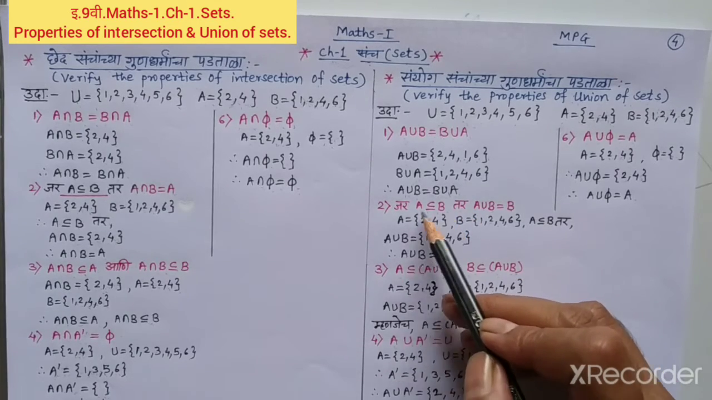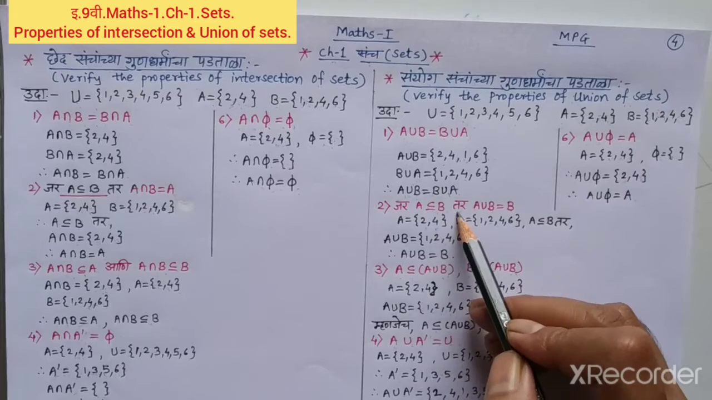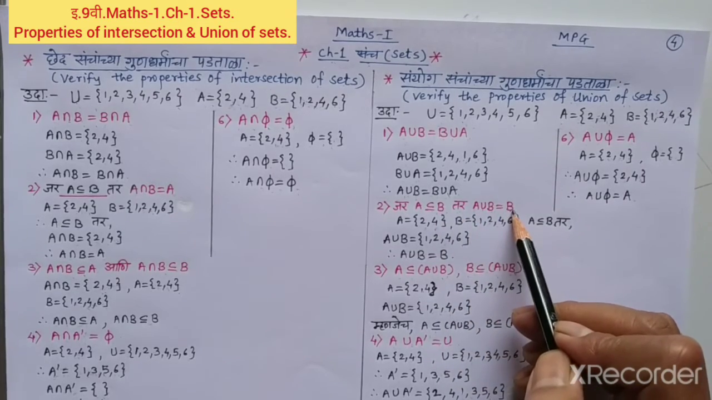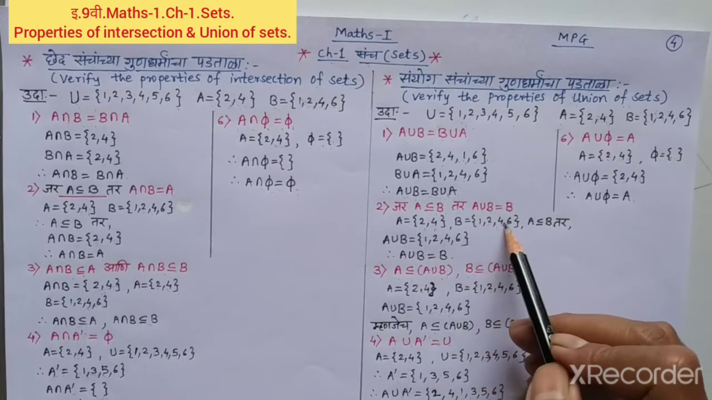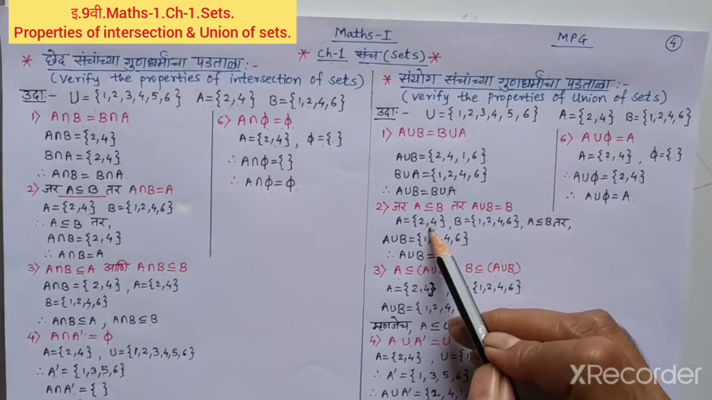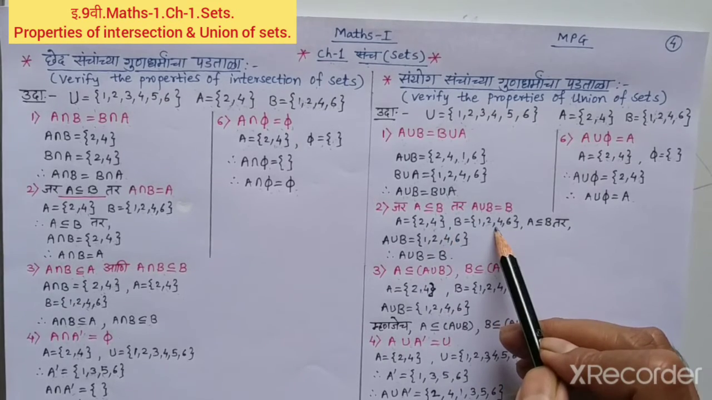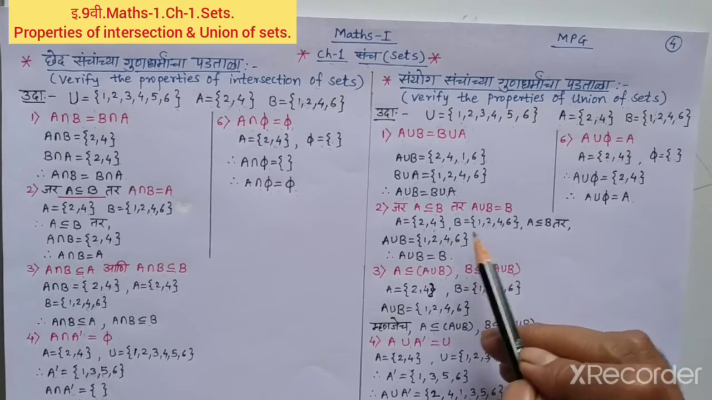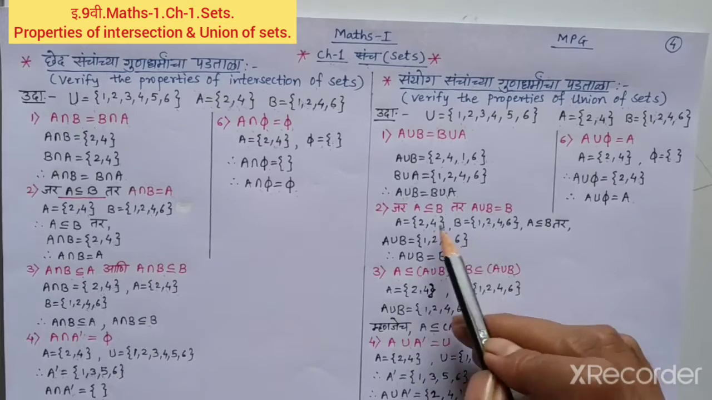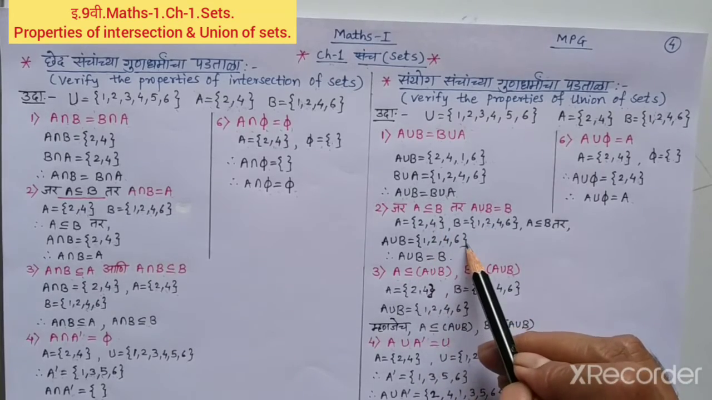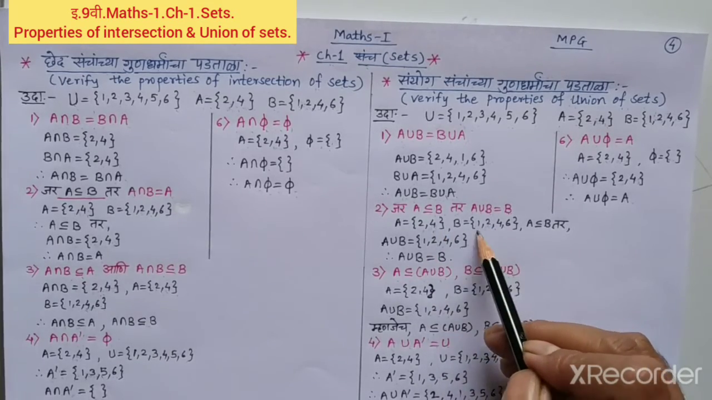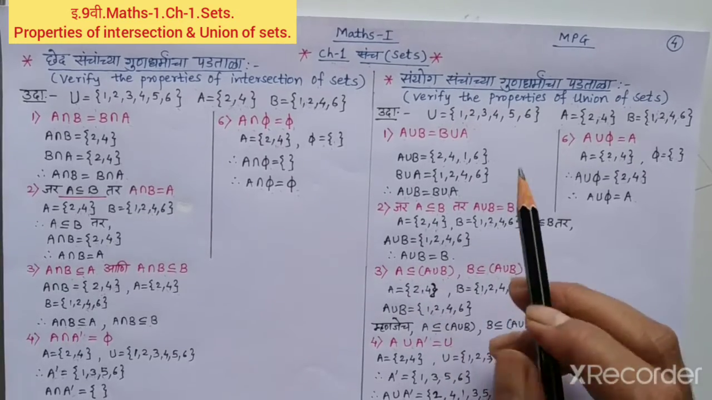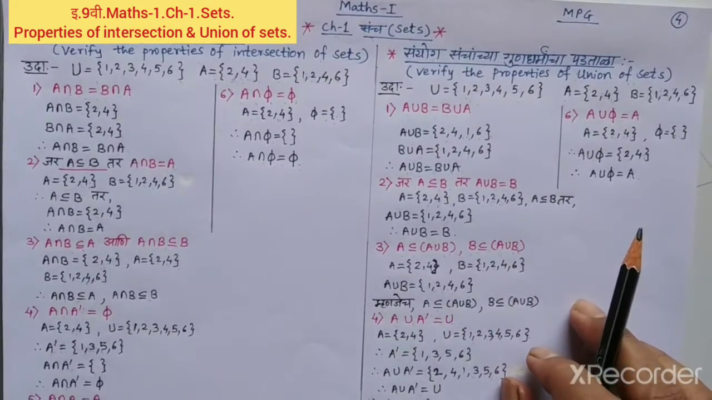Now second property, if A is a subset of B, then A union B is equal to B. Here A is 2, 4 and B is 1, 2, 4, 6. Here all the elements of A are also the elements of B. So A is a subset of B in this example. Then the union of A and B is 1, 2, 4, 6, and 1, 2, 4, 6 is nothing but the set B. So A union B is equal to B. Second property we have verified here.